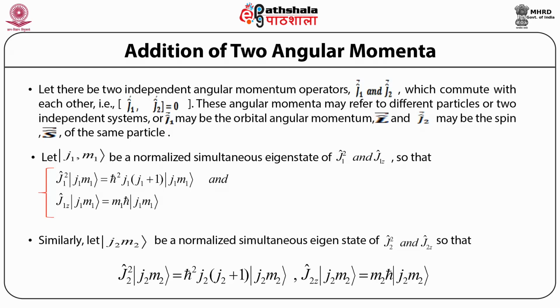In a similar manner, we can also find the eigenvalues for operator J2 square and J2Z acting on the ket J2M2. For the total angular momentum J2, operator J2 square acting on the ket J2M2 yields H cross square J2 times (J2 plus 1) acting on the ket J2M2, where H cross square J2 (J2 plus 1) is the eigenvalue and J2M2 is the corresponding eigenstate. Similarly, operator J2Z acting on the ket J2M2 yields the eigenvalue M2 H cross and the eigenstate J2M2.